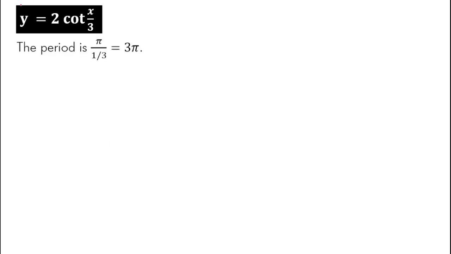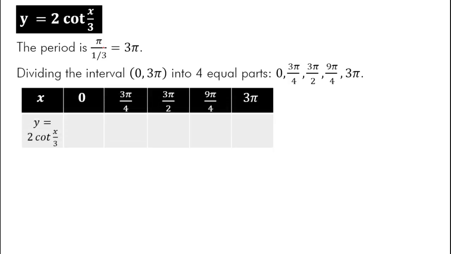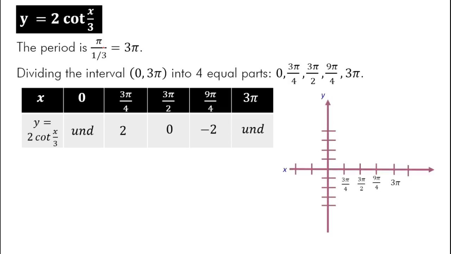Okay? So we have y is equal to 2 cotangent x over 3. For the period, again, pi over b, wherein our b here is 1/3. So pi over 1/3 is 3 pi. In addition, we're going to identify the interval from 0 to 3 pi, and we divide it into 4 equal parts. Those 4 equal parts are 0, 3 pi over 4, 3 pi over 2, 9 pi over 4, then 3 pi. Then again, just substitute it in our function, and we'll obtain undefined, 2, 0, negative 2, and then undefined.